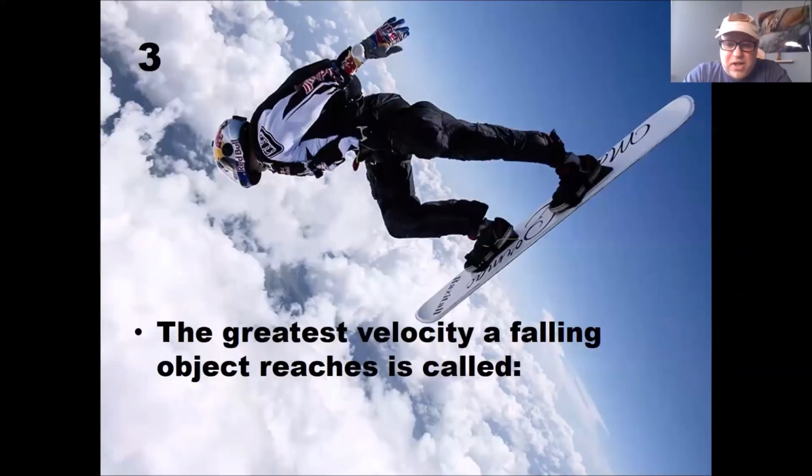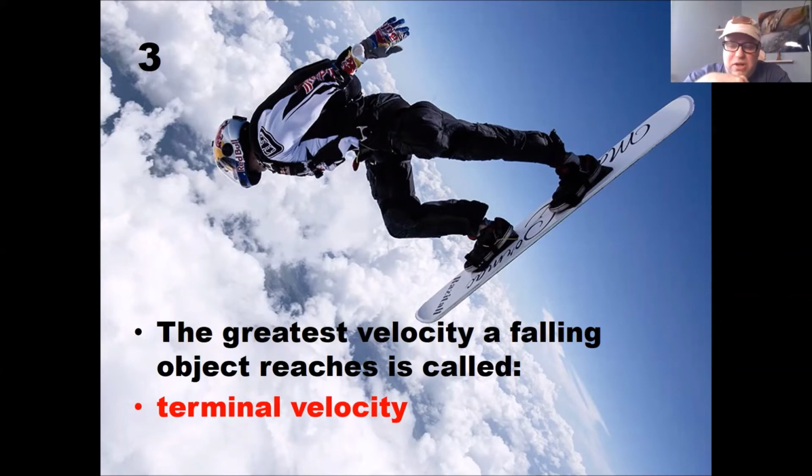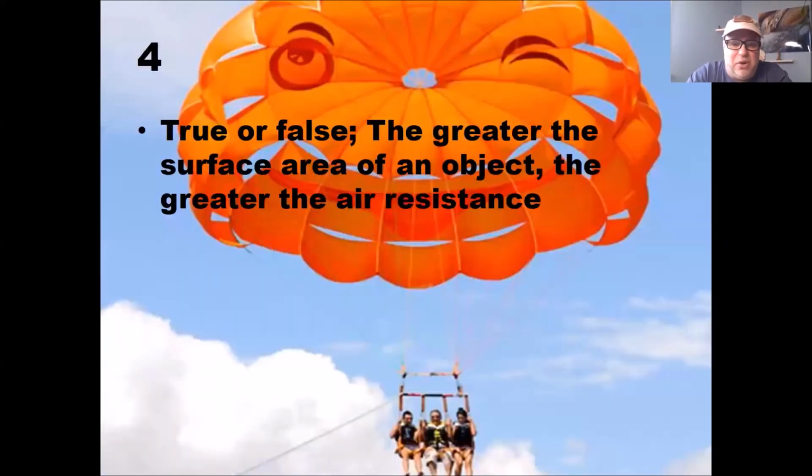Question number 3, the greatest velocity a falling object reaches is called, do you remember? Terminal velocity. Gravity is pulling down with a certain amount of force, air is pushing up with a certain amount of force, and that's as fast as you go. So let's say you're skydiving, kind of like the person in this picture right here. When they jump out of the plane, sure, they get going faster and faster for a little bit, but after a couple seconds, it doesn't take very long, you reach that terminal velocity and you just fall for the next amount of time, depending on how high you are, at the same speed the whole way down.